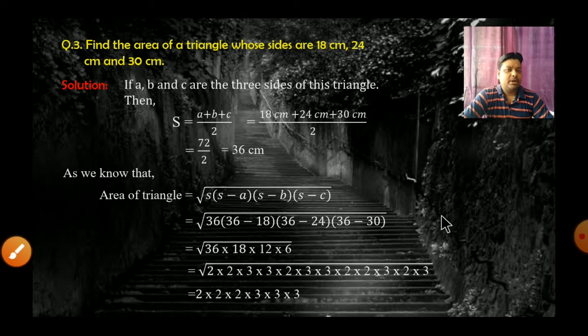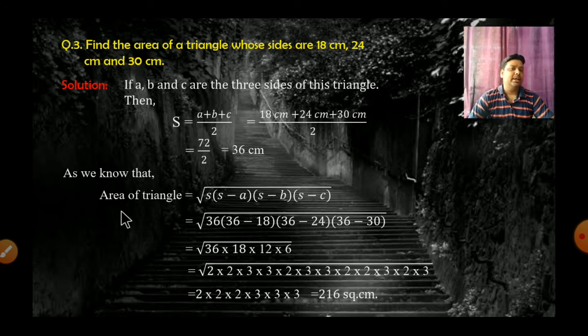After multiplying, what will we get? 216 square centimeter. So like this you can find the area of a triangle if all the three sides are given. Okay students?